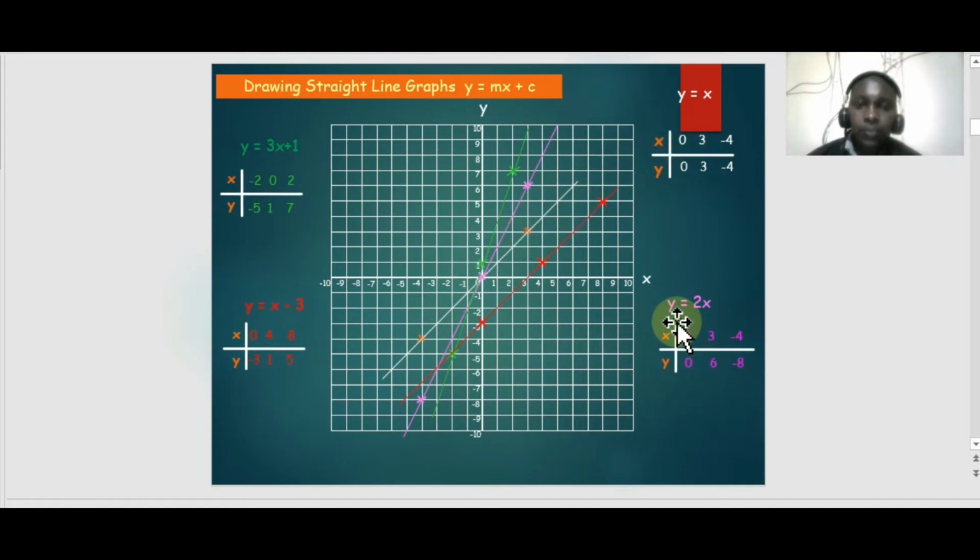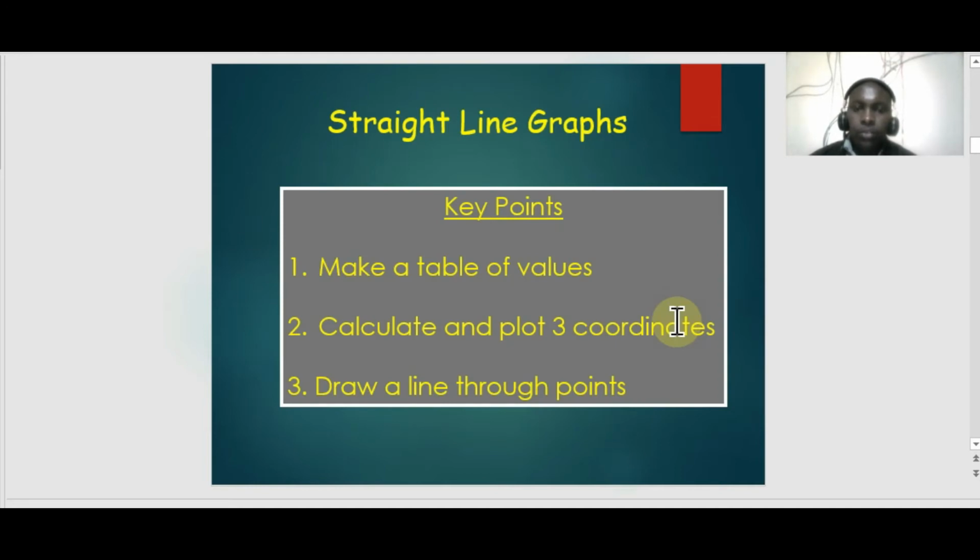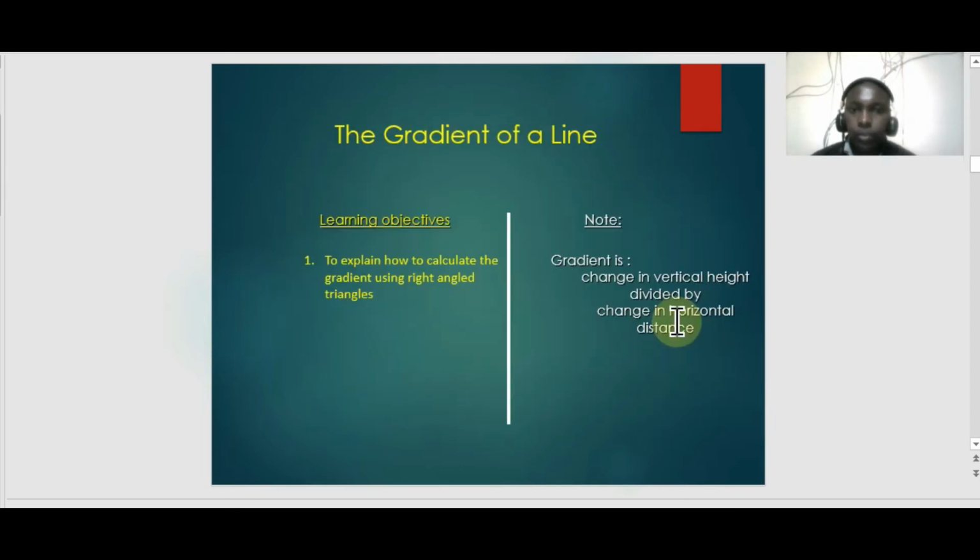So that is what you do. Simple as that when you're drawing the straight line graphs. So as we've said, the key points that you're supposed to remember when you're drawing any straight line graph is: make a table of values, then get the 3 points or the 3 coordinates, then use those 3 points to draw a line.